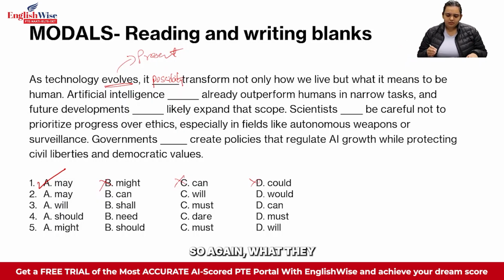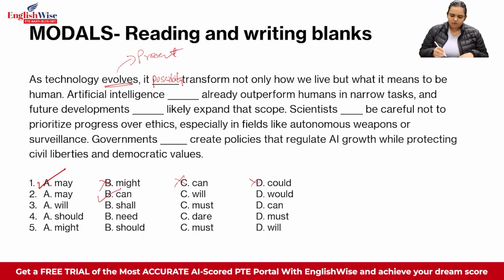Okay. So again, what they are saying is artificial intelligence already outperforms humans. So that means it is already doing that. Is it doing it 100%? Is it doing it 70%? That's nowhere mentioned. It's a possibility that it can already do these things, and in the future it can be even better. Okay. So what we are saying here is that "can" is my first answer. Because again, this is a possibility. It is nowhere mentioned that this is 100% going to happen in the future. In fact, we are not even talking about the future. So I can't go with will or would.